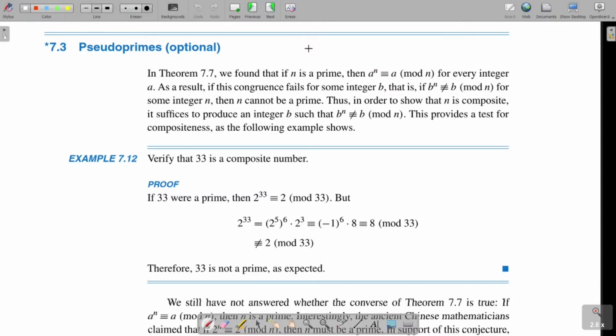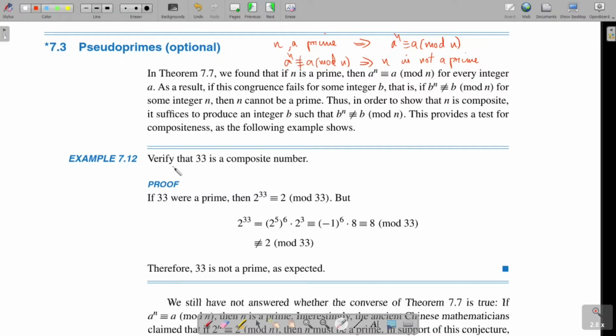Because the result we proved says that if n is a prime, then a raised to n is congruent to a mod n. The contrapositive of this is: a raised to n not congruent to a mod n implies n is not a prime. So to prove that an integer is not a prime, it is enough to show that a raised to n is not congruent to a mod n for some integer a.